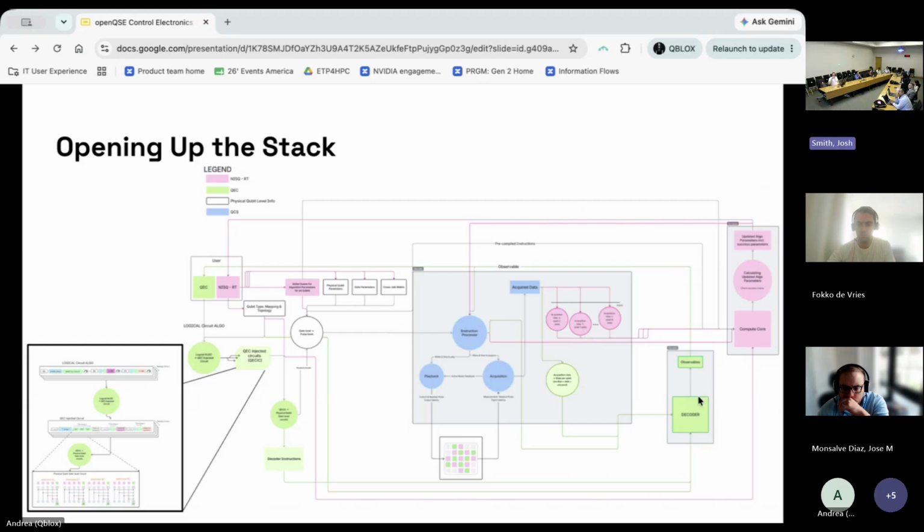So if you were doing decoding, for example, all of the information that you get out of the decoder gets fed back into the processor that lives inside the control stack. I see. And then that would go back out to the GPU. Okay.